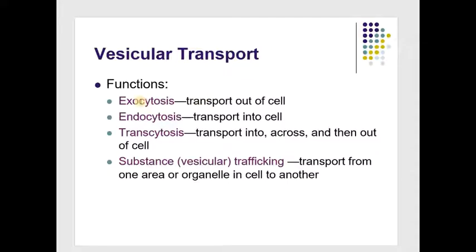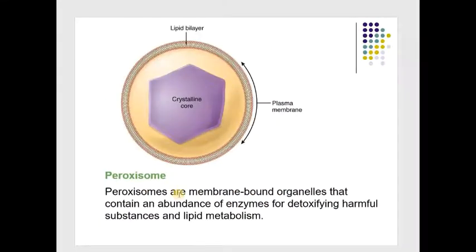This vesicular transport, or what we've been talking about, includes exocytosis, which is moving out of the cells, endocytosis, moving into the cells, and transcytosis, which is transporting in, across, and then out. And then we can do vesicular trafficking, which is transporting cellular materials from one organelle in the cell to another.